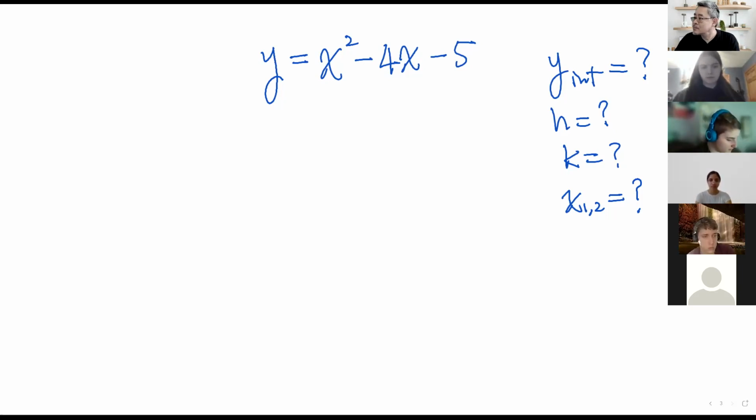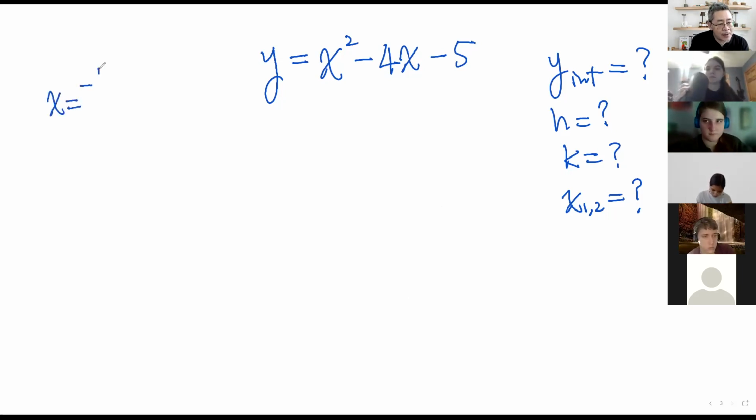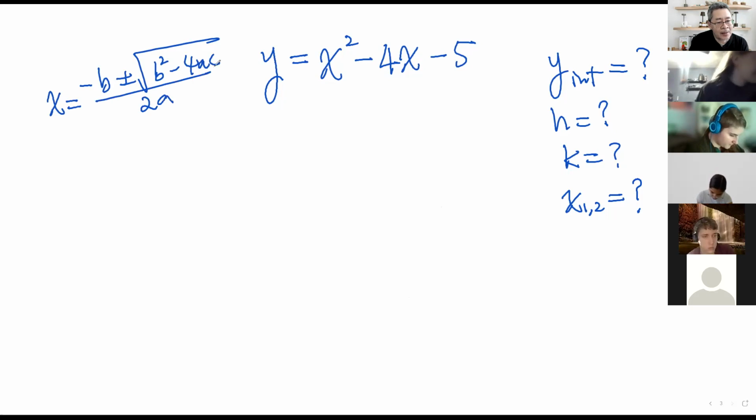Okay, so do I just solve for the x-intercept like I normally do? Or like last week, I missed a little bit when you were explaining how to find the x-intercept. Well, the x-intercept, we're going to use the quadratic formula. So x is equal to minus b plus minus the square root of b squared minus 4ac over 2a.